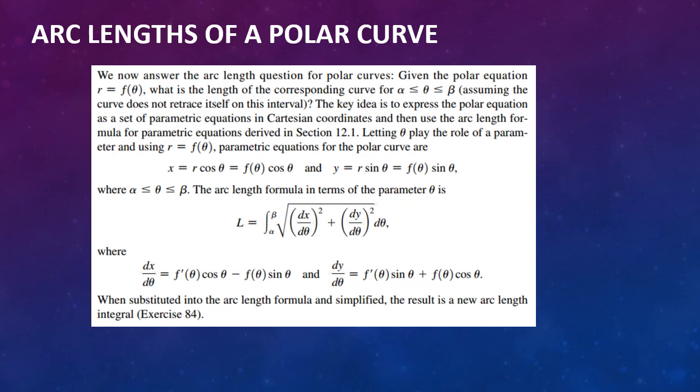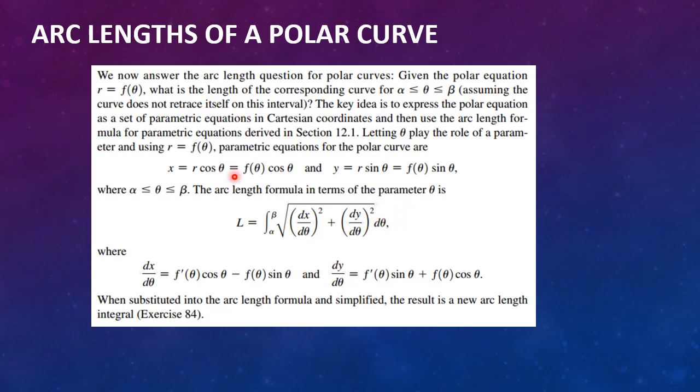Okay? Parametric equations for the polar curve are, remember, x equals r cosine theta, or f of theta cosine theta, and y equals r sine theta, f of theta sine theta. And if we're looking at theta between alpha and beta, the arc length formula in terms of the parameter theta is the integral between alpha and beta of the square root of the derivative of x with respect to theta squared plus the derivative of y with respect to theta squared.